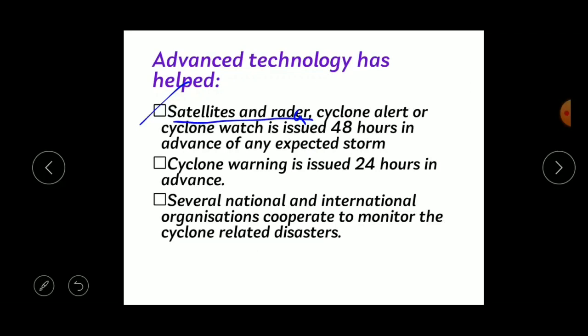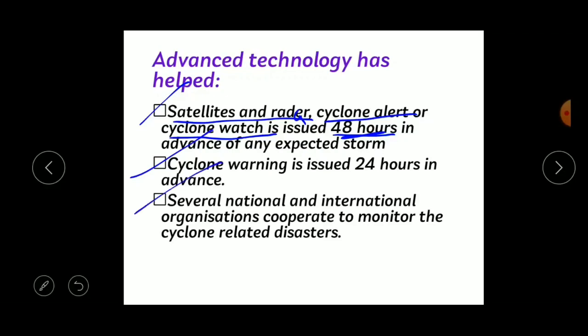Generally the cyclone alert or the cyclone watch alert is issued 48 hours in advance if a storm is expected in that area. Okay, the next point is cyclone warning is issued 24 hours in advance. So the cyclone warning is issued 24 hours before.